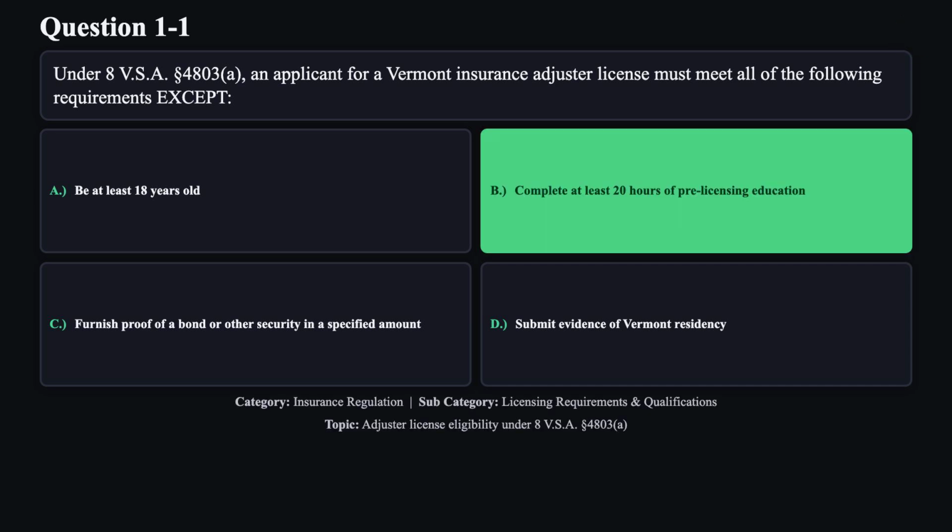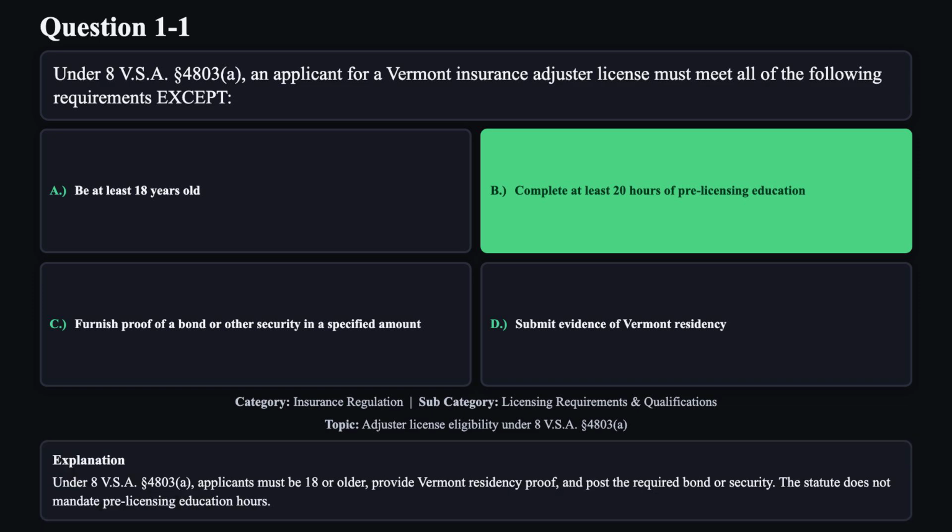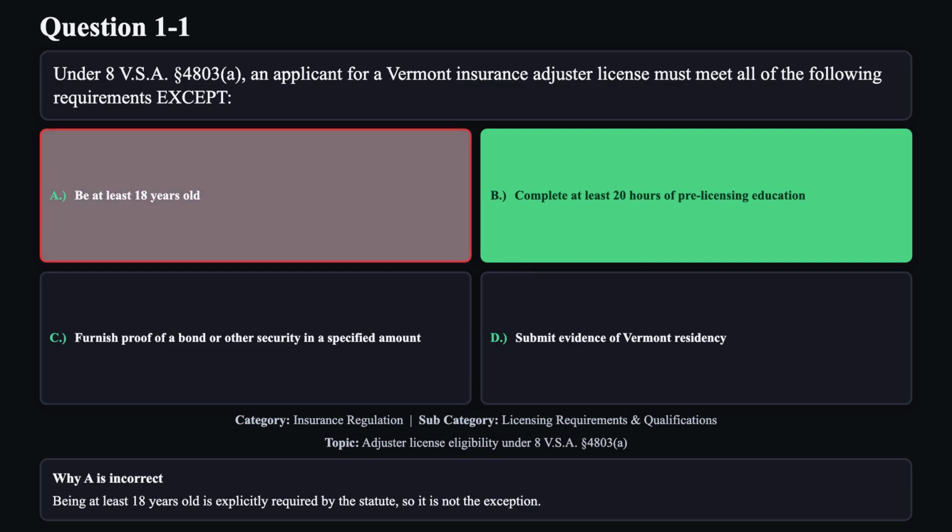The correct answer is B. Under 8 VSA, Section 4803, subsection A, applicants must be 18 or older, provide Vermont residency proof, and post the required bond or security. The statute does not mandate pre-licensing education hours. Reason A is not correct. Being at least 18 years old is explicitly required by the statute, so it is not the exception.